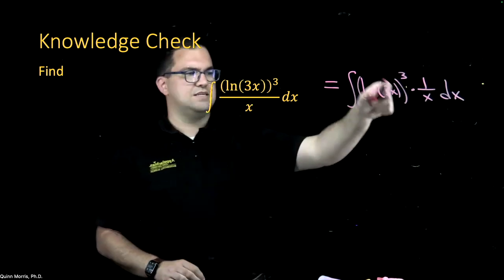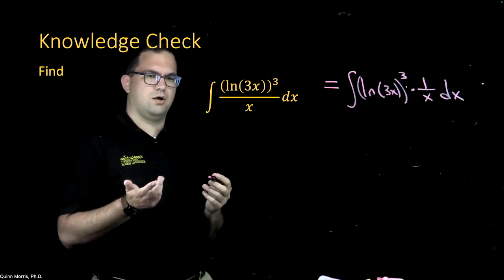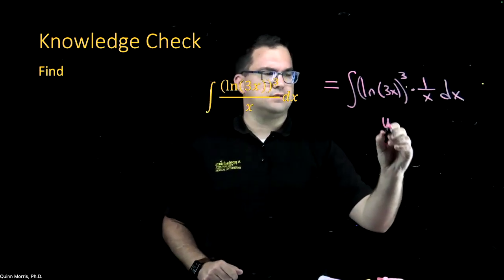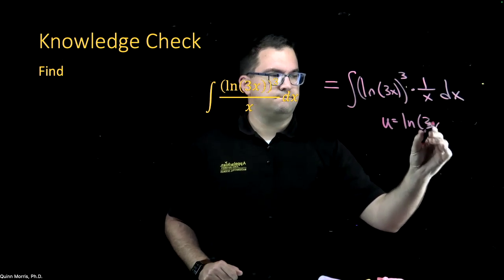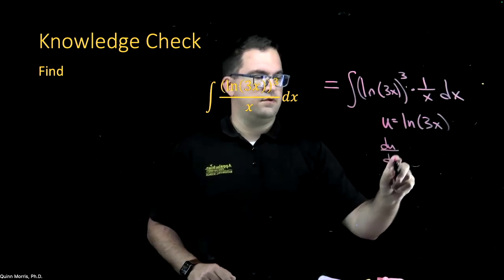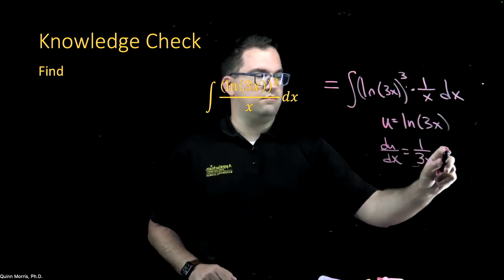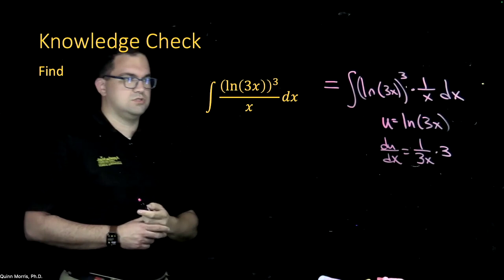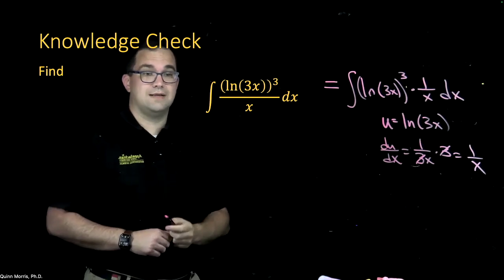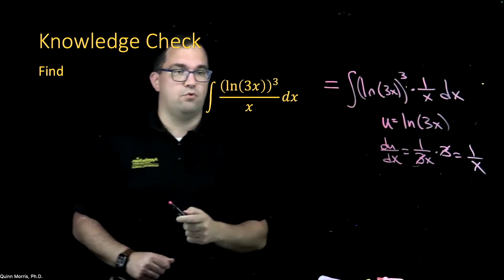So if I'm looking at this, I see natural log of something and I see 1 over x, and that might prompt me: the derivative of natural log of x is 1 over x. What about the natural log of 3x? Its derivative needs the chain rule, so that would be 1 over 3x times the derivative of the inside function. The derivative of 3x is just 3. And so, in fact, the derivative of natural log of 3x is also 1 over x. So I do have a nice setup here for a u substitution.